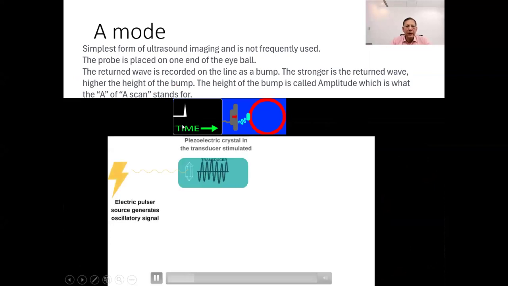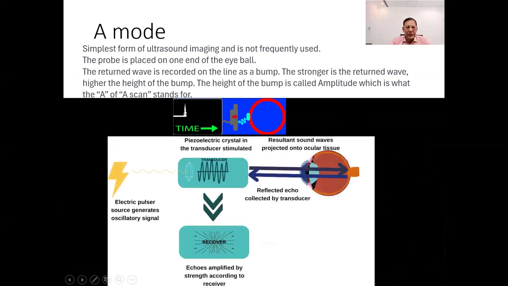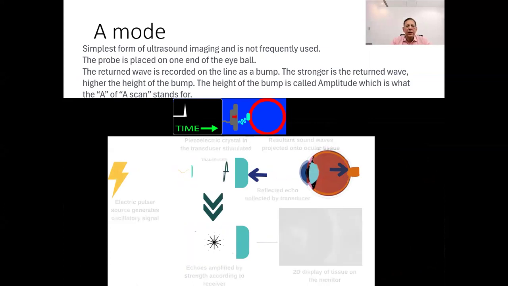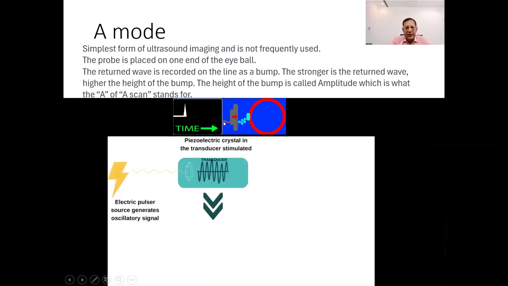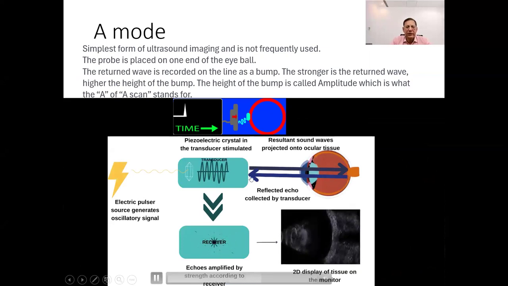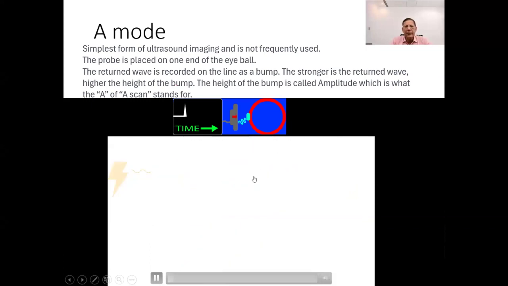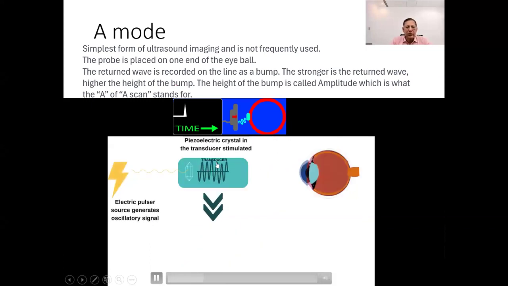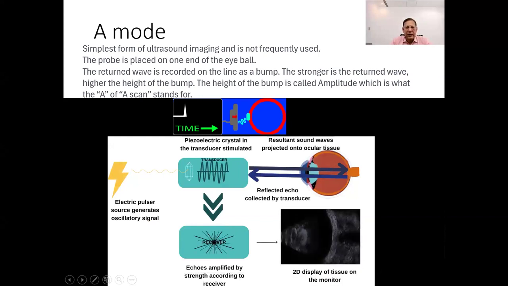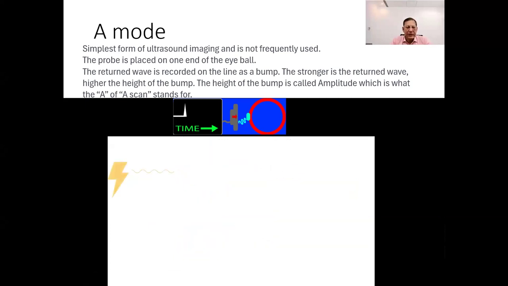A mode stands for amplitude mode. It is the simplest form of ultrasound imaging and is not frequently used. A mode is used in ophthalmology for measuring depth. The probe is placed on one end of the eyeball. The returned wave is recorded on the line, as above, presented as an upward deflection. The upward deflection is proportional to the amplitude or strength of the returning echo. The location of the peak represents reflector depth and depends on the go-return time of the ultrasound pulse.